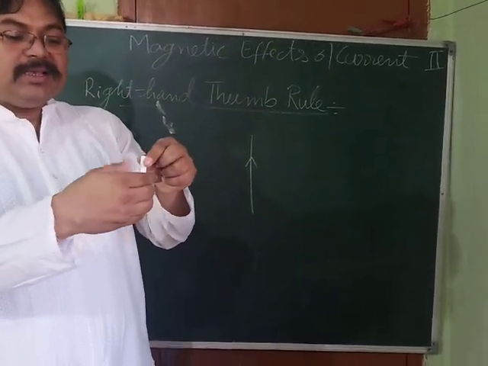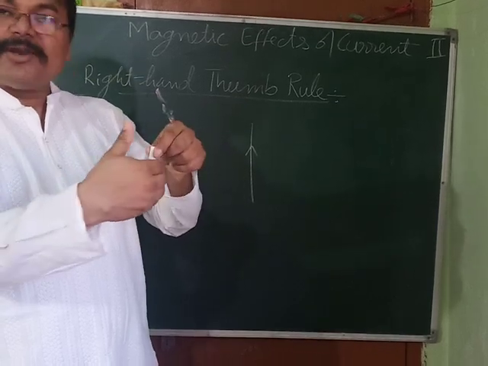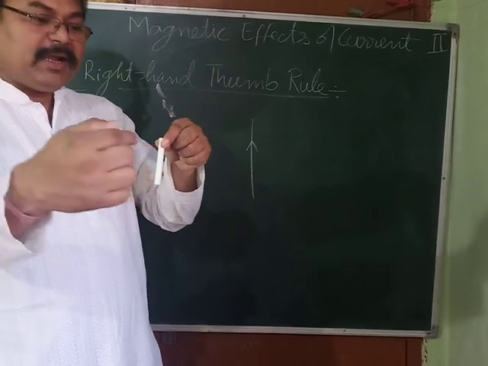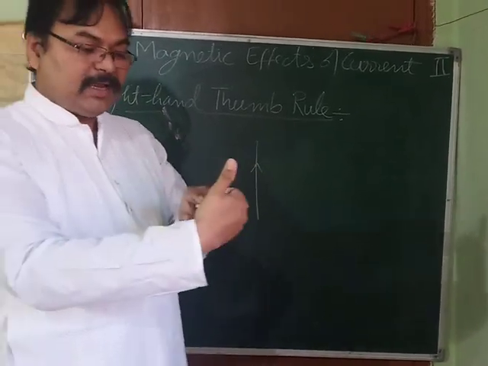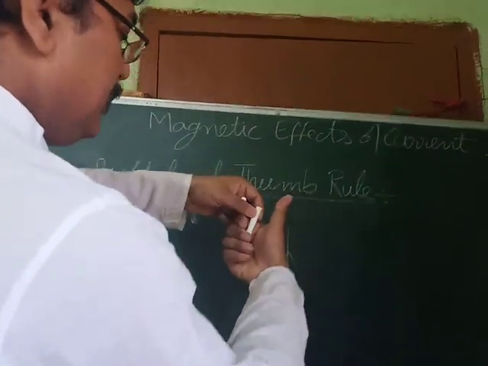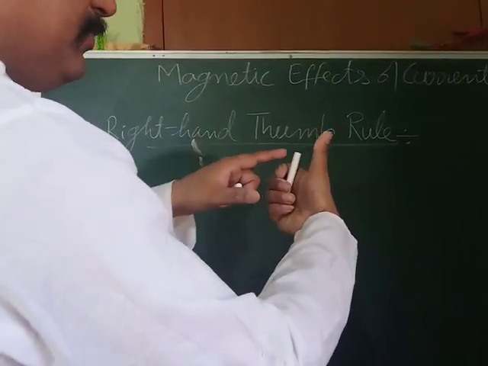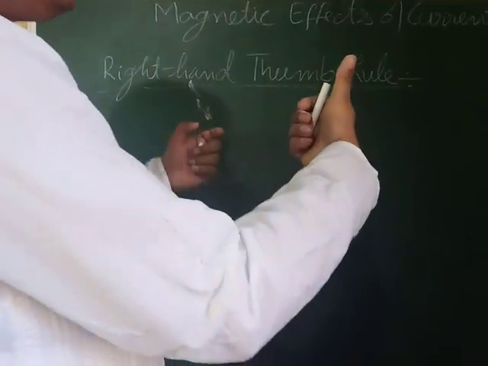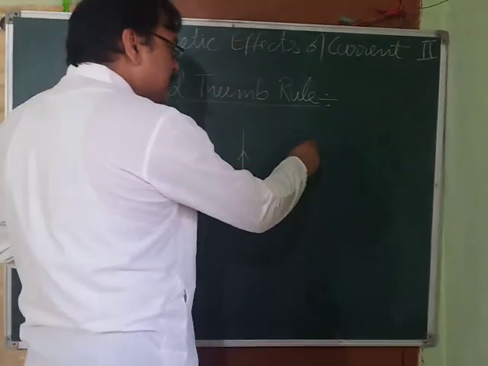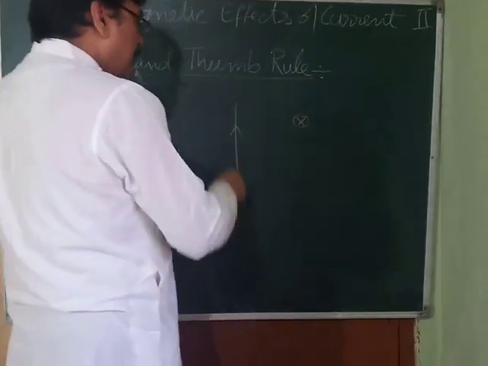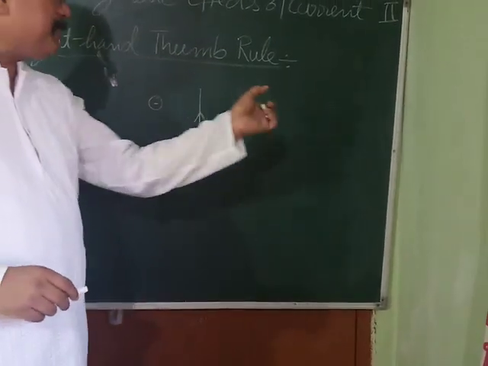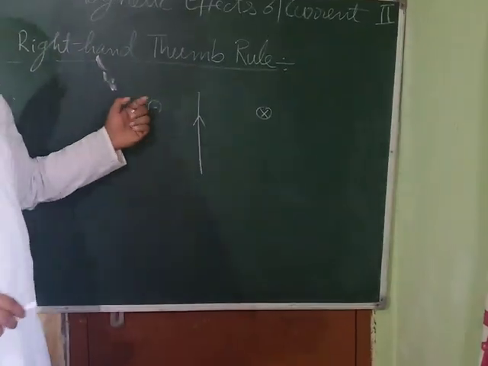Now on this side of the wire, my fingers are going inside, it is going towards the board. So magnetic field is towards the board. And on this side, the fingers are coming out. You can see when I'm holding, the fingers are coming out this side of the chalk. So it indicates that magnetic field is towards you. When the magnetic field is inside, we write it like this, and when magnetic field is outside, we write it like this. This indicates perpendicularly inward. This indicates perpendicularly outward.